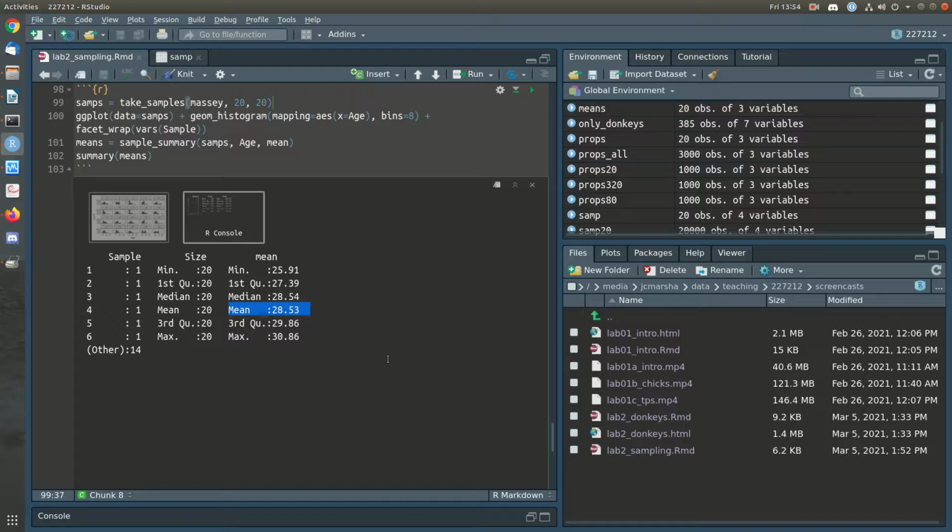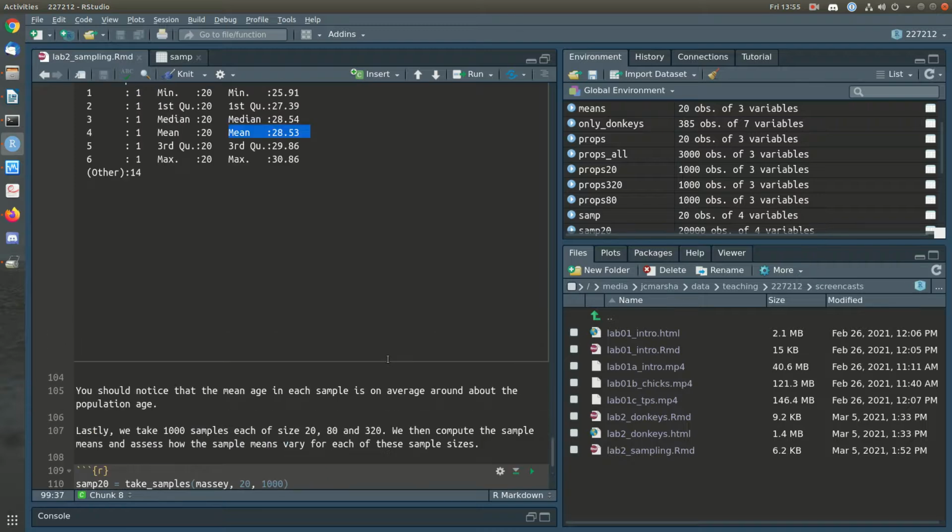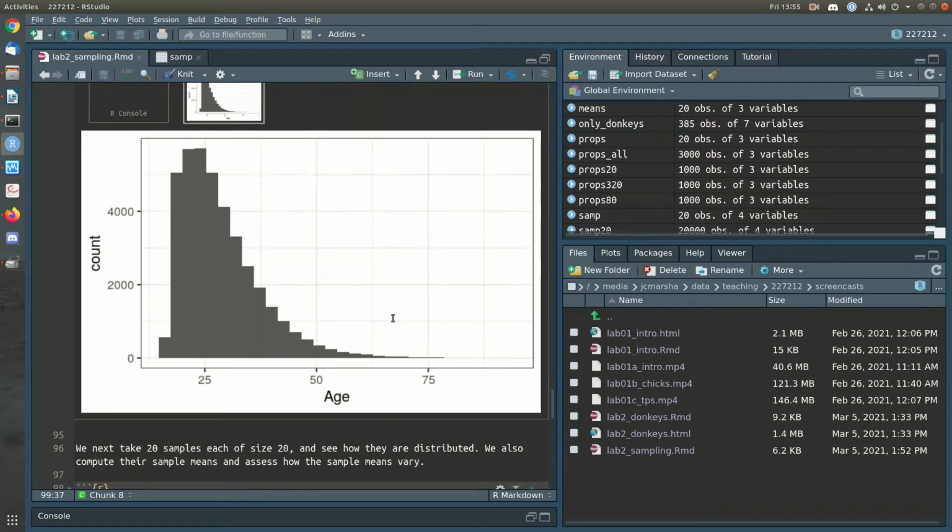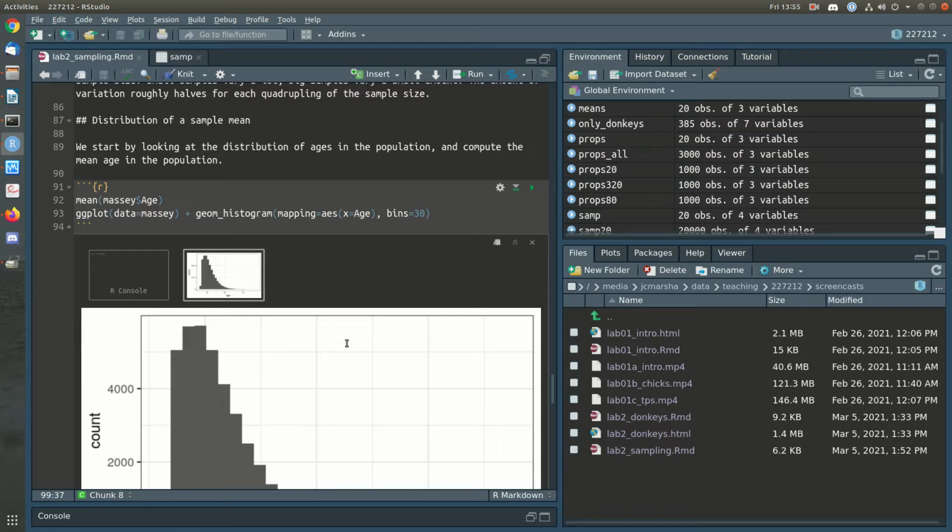So again, we're seeing the same behavior where each of our samples varies from the truth because we're only taking a sample of the population, not the whole thing. But nonetheless, on average, the sample means that you get tend to be centered around the truth. Okay, so we'll do the exact same thing we did before up here.